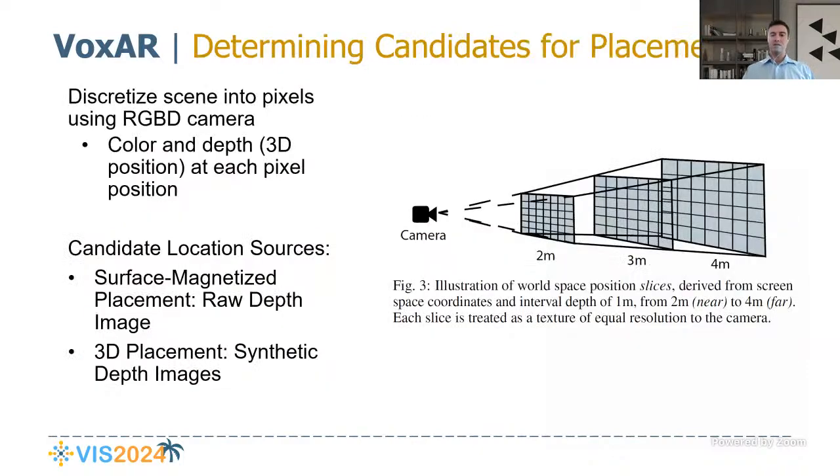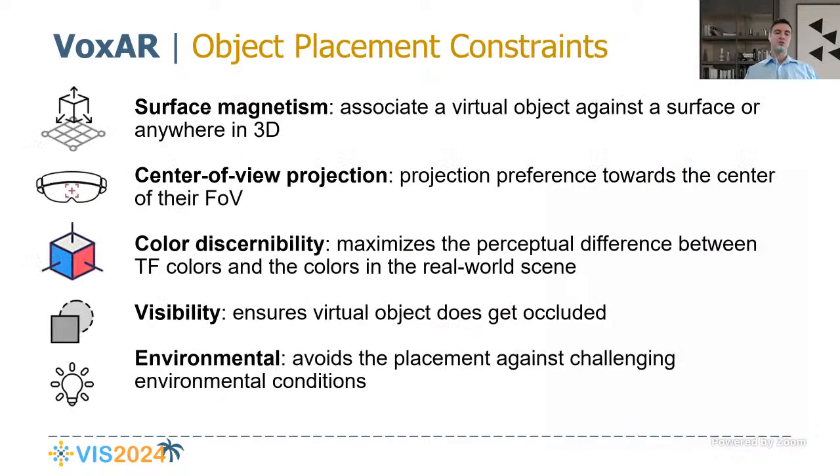We start by using the RGBD camera on the HoloLens to identify potential placement locations within the scene. For each pixel, it provides a 3D location along with data for assessing collisions and occlusion, helping us find candidate surfaces for placement. For AR objects that aren't surface magnetized, we create synthetic depth images from the original RGBD data, testing positions determined by rays through each pixel that end at a specific distance from the camera. These positions are then evaluated in parallel on the GPU using Unity compute shaders according to constraints such as these.